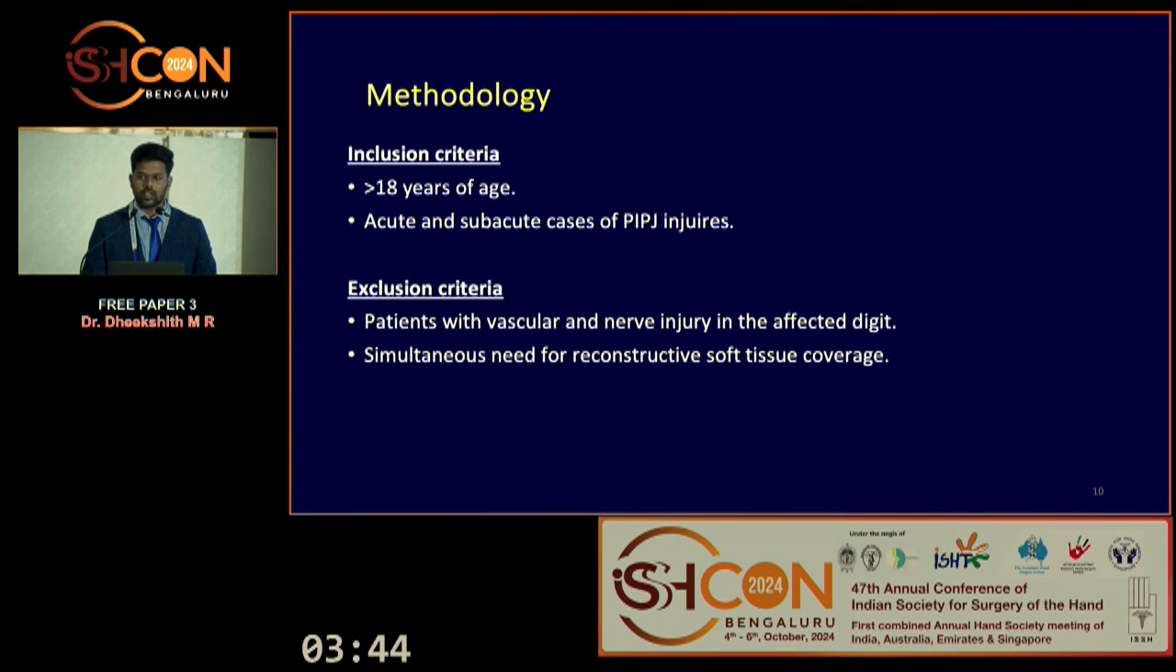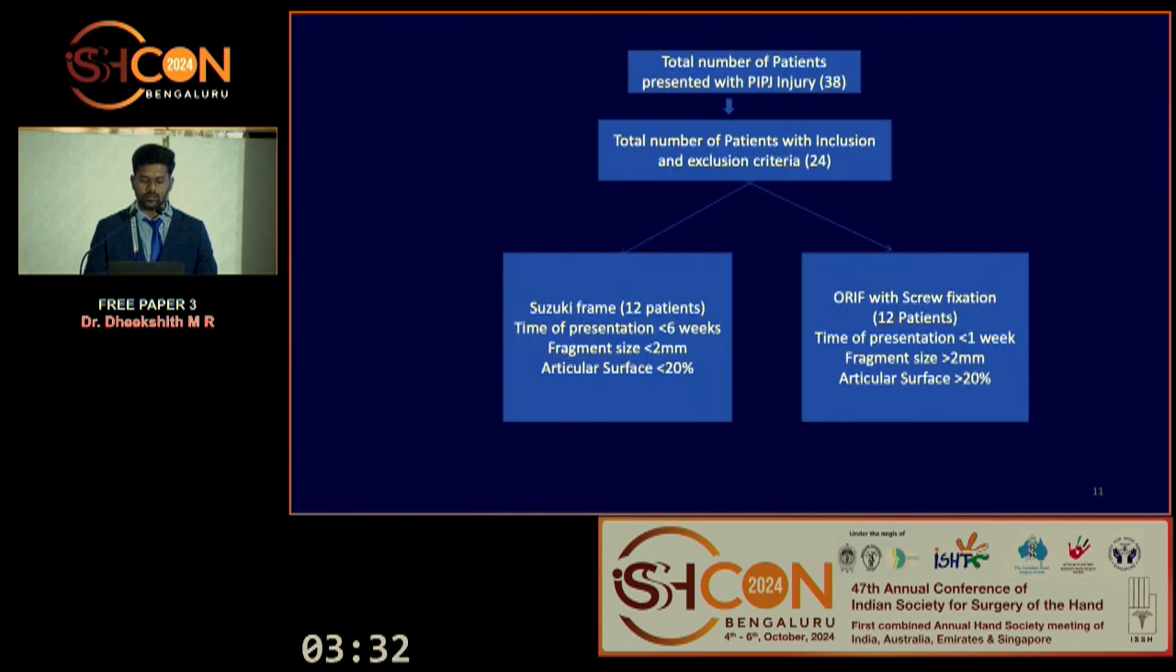The inclusion criteria were age more than 18 years, and acute and subacute cases. Patients with vascular and nerve injuries, and those who needed simultaneous reconstructive soft tissue procedures, were excluded. Out of 38 patients, 24 met the inclusion and exclusion criteria.